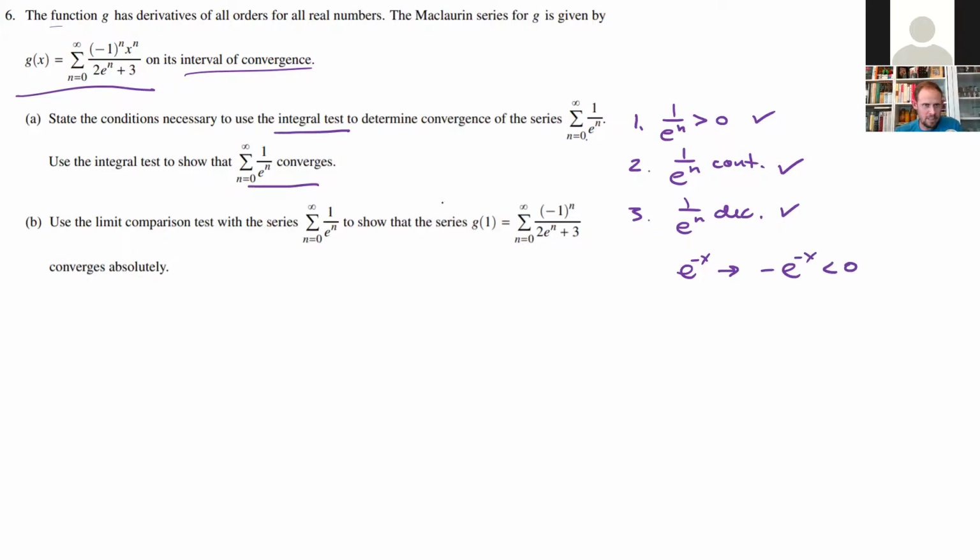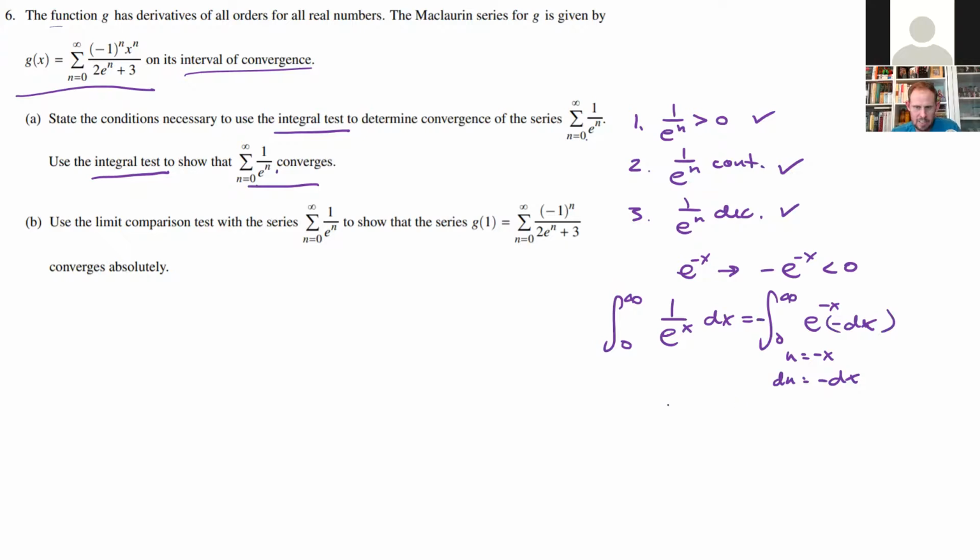All right, so there's our conditions for the integral test. They do work out, it is decreasing. And it says use the integral test to show that. So now we'll be integrating, going from 0, so 0 to infinity of 1 over e to the x dx. And if this converges, then that series converges. All right, so we just need to integrate this. So I'm going to rewrite it as e to the negative x dx. Technically, I'd say u is negative x, du is negative dx. So I would just put a negative in here, a negative out there. So I'm getting negative the integral of e to the u du, which is just negative e to the u.